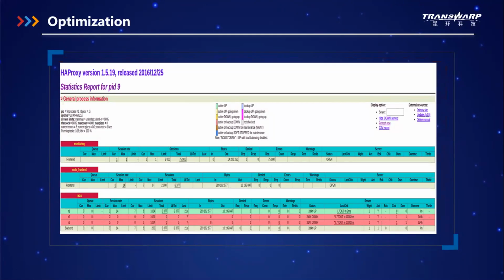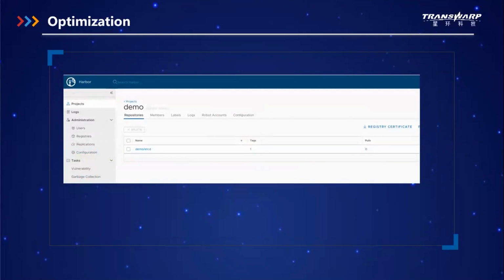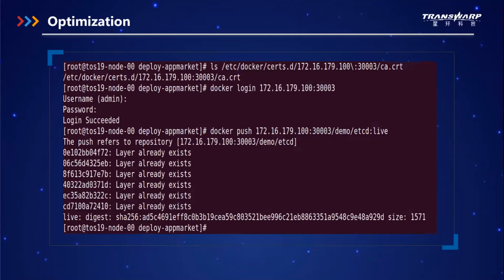In this picture you can see the HA proxy. You can see Redis: the blue one is the Redis master, and the red ones are slaves. Harbor can use HA proxy to find the Redis master. And this is the Harbor UI, and then we can push Harbor images and so on.